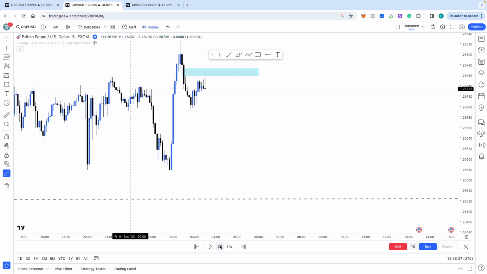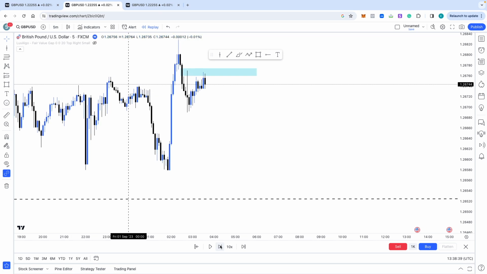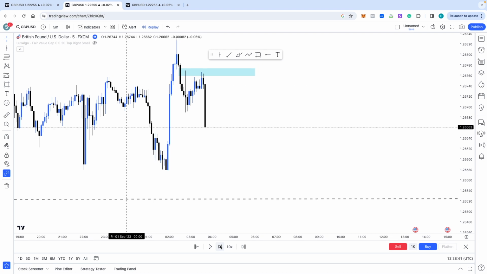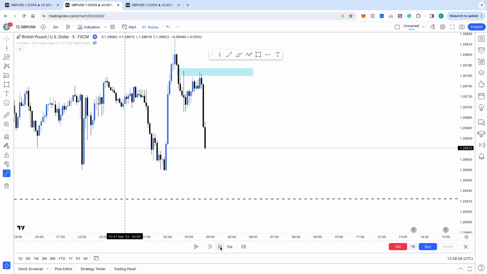All right. Is it respected? Yes, that fair value gap is respected, and we've got a huge move down. And I presume a fair value gap will probably be formed in the process. Yeah, so we've got another fair value gap that's been formed over here.